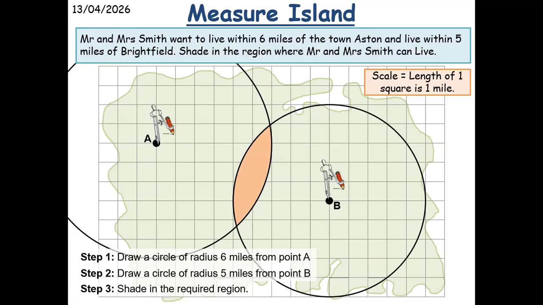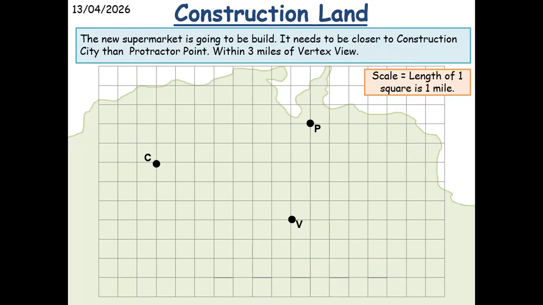Okay, we can practice this. Let's do the next one. The new supermarket is going to be built. It needs to be closer to Construction City than Protractor's Pond, within 3 miles of Vertisville. Again, we're going to use a scale. Length of 1 square is 1 mile.